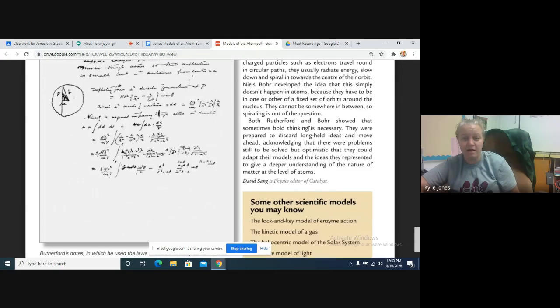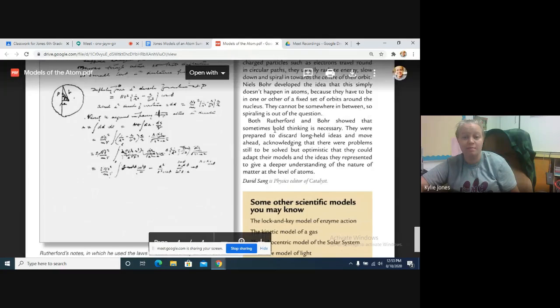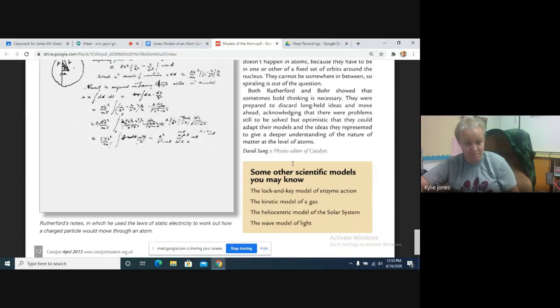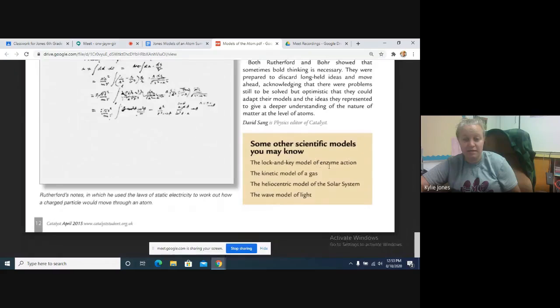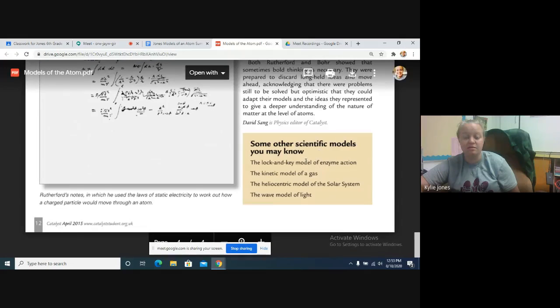Both Rutherford and Bohr showed that sometimes bold thinking is necessary. They were prepared to discard long-held ideas and move ahead, acknowledging that there were problems still to be solved, but optimistic that they could adapt their models and the ideas they represented to give a deeper understanding of the nature of matter at the level of atoms. Okay? So that's it. Some other scientific models.